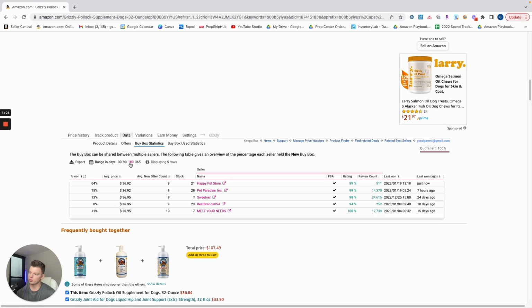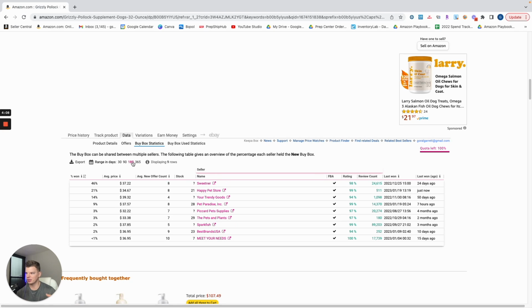The other thing that's worth noting in this specific example is this proves that Amazon rewards longevity and long ownership of specific listings in the buy box.